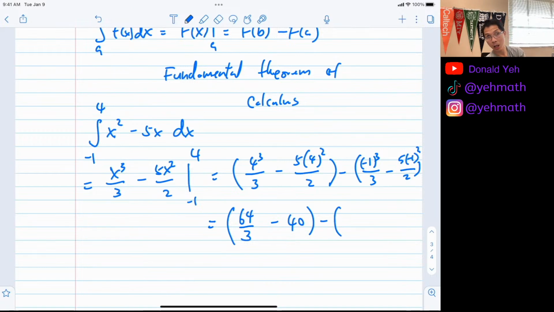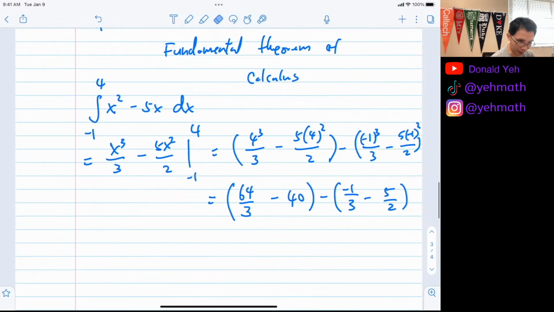64 over 3, can you simplify or no? No, because it's not 63 over 3. 64 cannot be divisible by 3. How about -1 here? It will be -1 over 3, right? Plus 5 over 2. What did you say? It's minus 5 over 2, yeah. So that's why I said you had to double check my math. Instead of 80, I can do something else, but anyway.